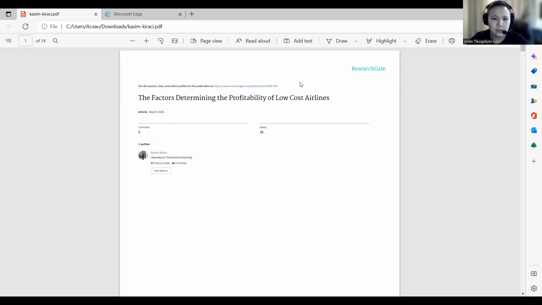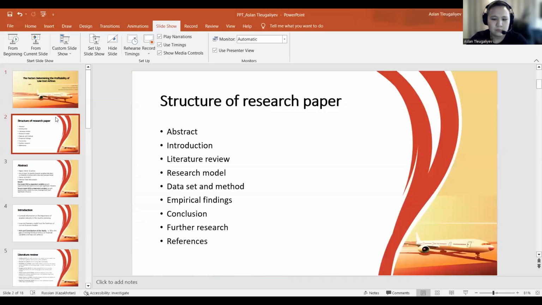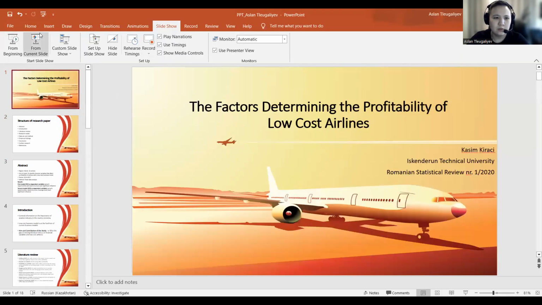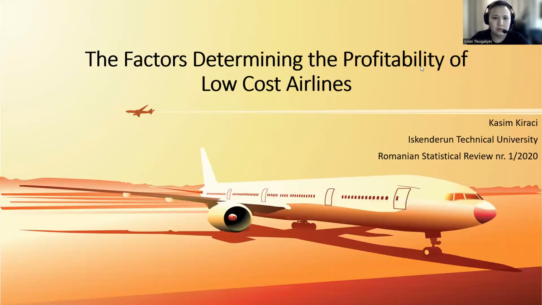Let me share the screen. And let's move it like that. Yeah, okay. So to remind you, the paper is called The Factors Determining the Profitability of Low-Cost Airlines.